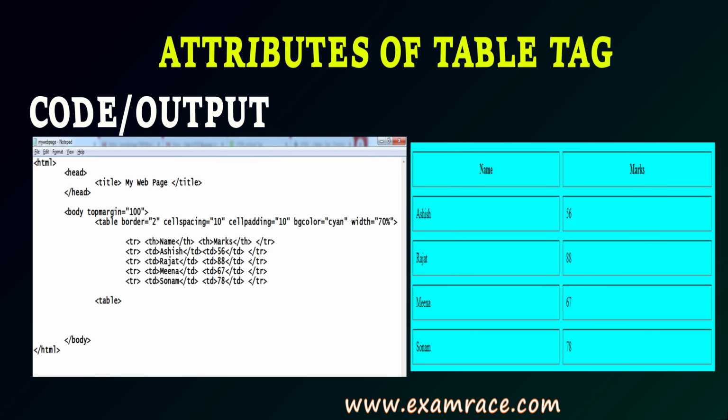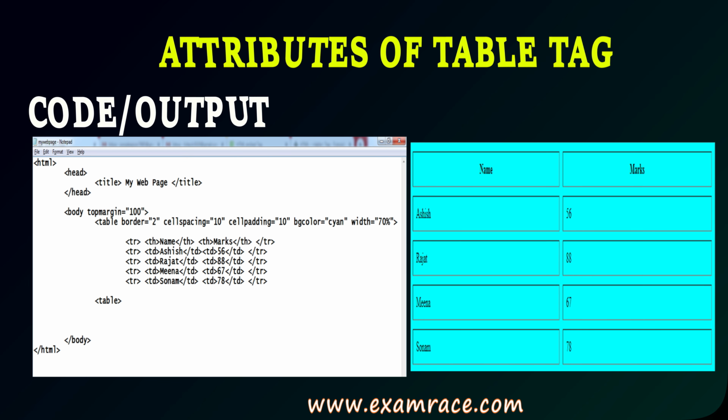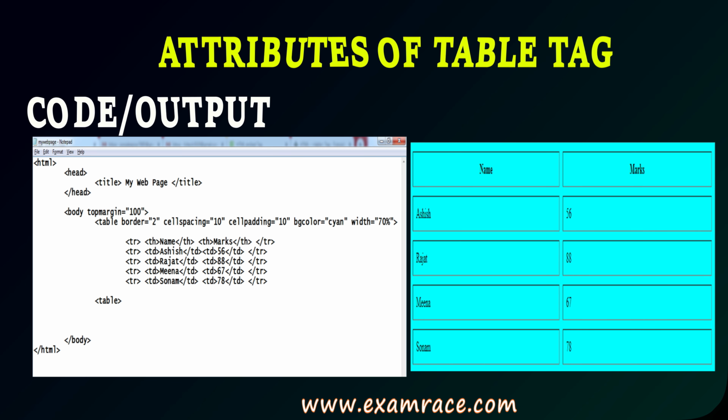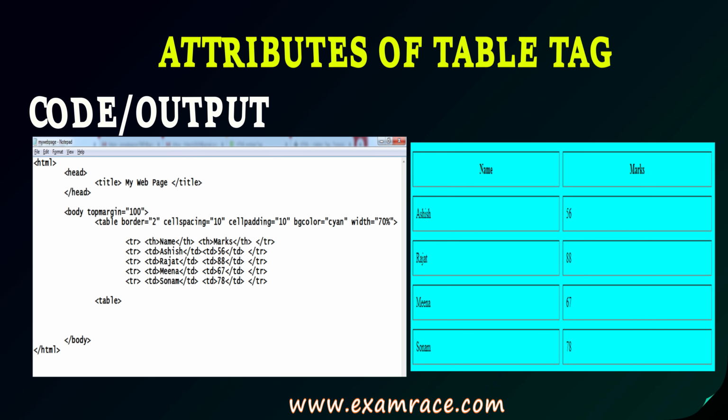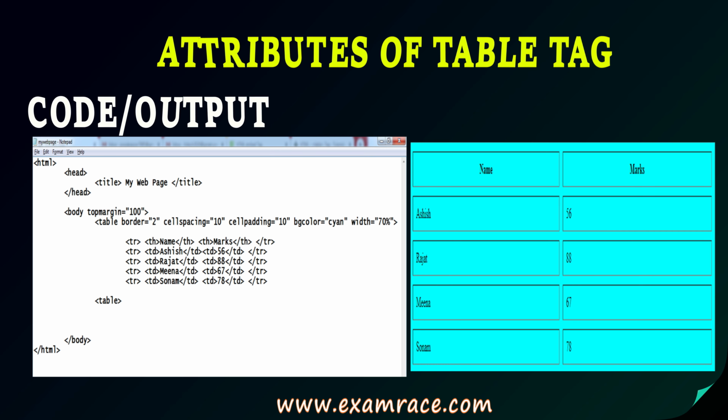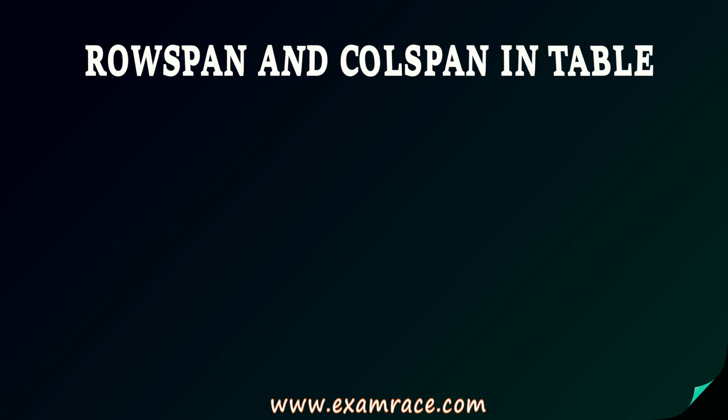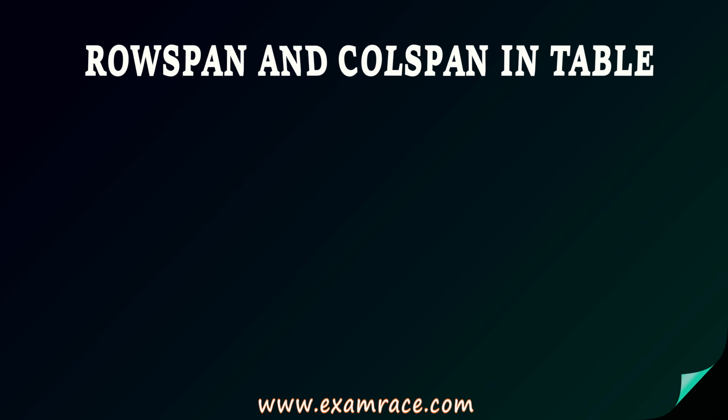These are all paired tags, so we need to mention both the opening and closing tag. In the second, third, fourth and fifth rows, I have taken td, table data, which means in every table row we have two columns. In the first column we have some name, and in the second column we have some values like marks. So this is the simple example for the table. So let's move to our next slide, that is about rowspan and colspan in the table.